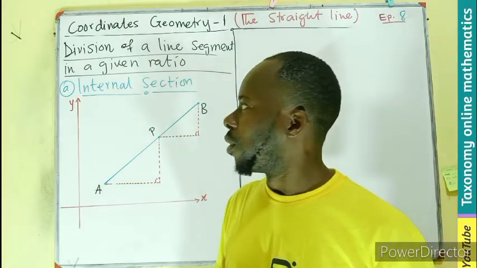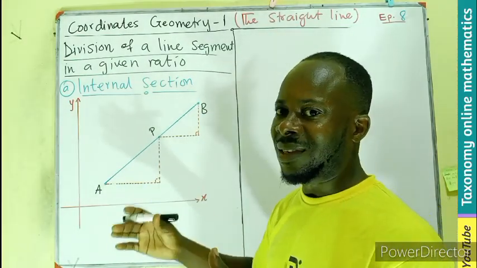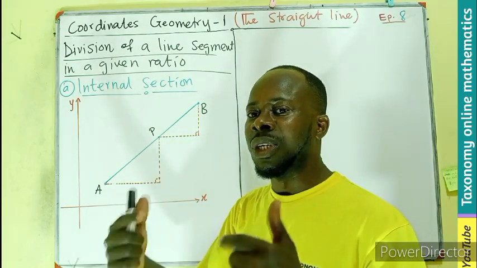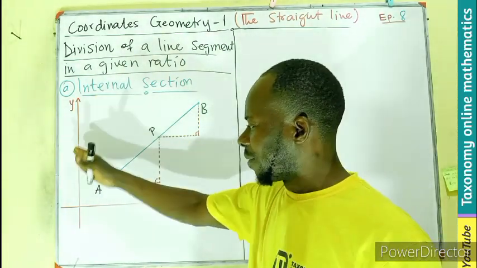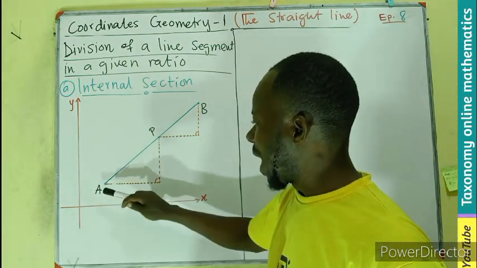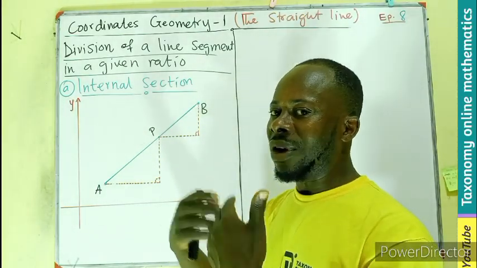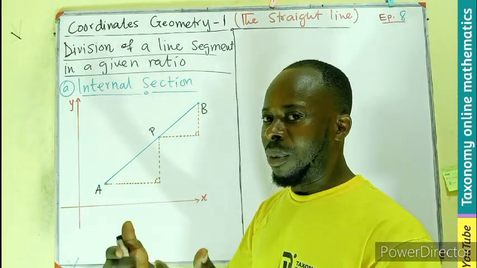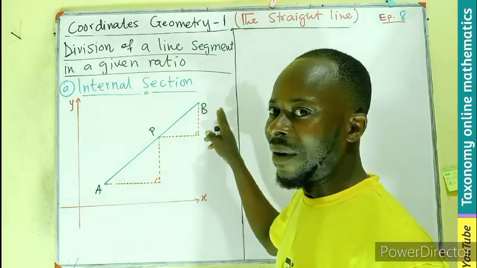But in this episode, we want to deal with the internal section, or better still, the internal division of a line. So we are taking the Cartesian plane, the y and the x plane. We are having this line. This line represents any line, whether horizontal or vertical. The formula to derive will be used for all lines, regardless of the direction.